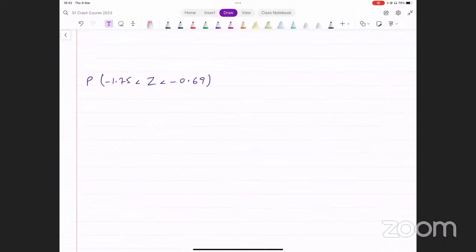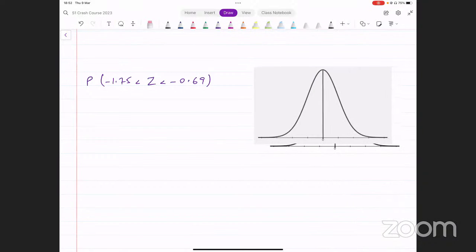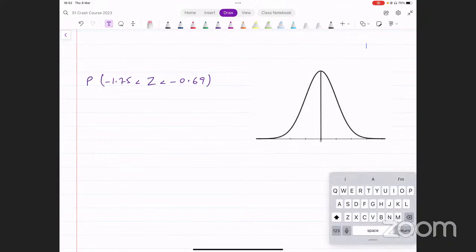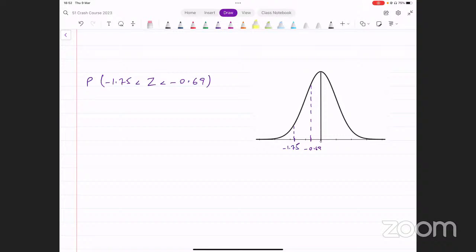Now, again, you could think of the curve first of all. This is how the curve looks. Where is minus 0.69? It might be somewhere here. This is minus 0.69. Then you have minus 1.75. That might be somewhere here. The region that you're looking for is this region between these two values. This is what you want to find.